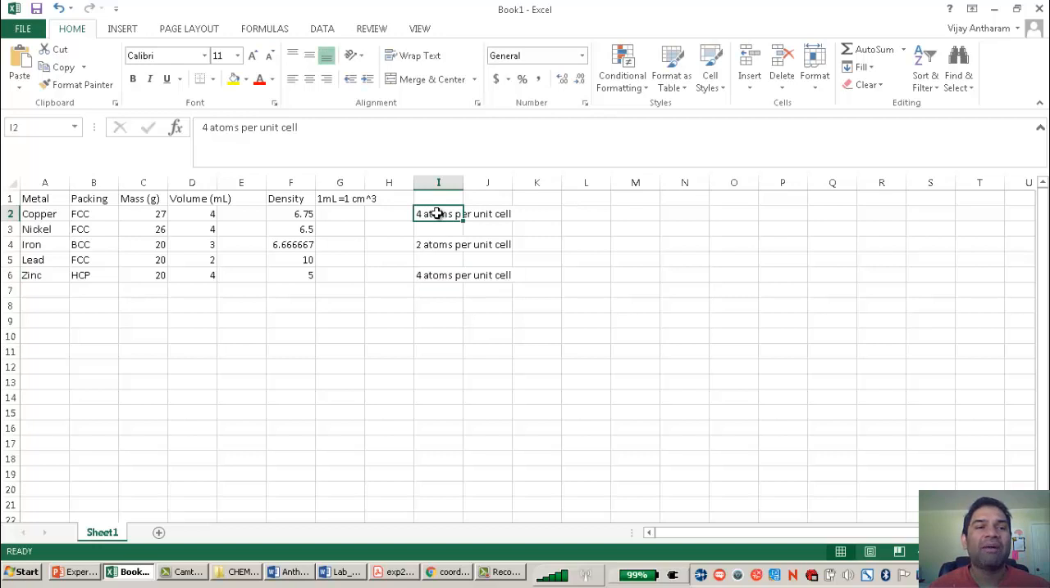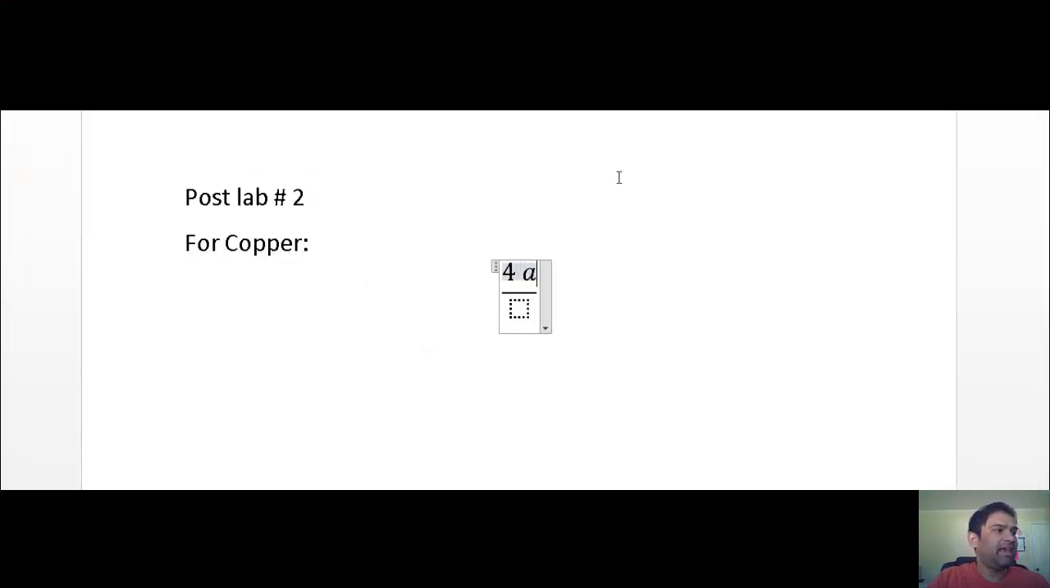So I'll do the one for copper. It'll be the same thing that you'll do for nickel. And then lead will be 4 atoms per unit cell as well as zinc. So we calculated 6.75 grams per centimeter cubed as our density. There's 4 atoms per unit cell, so let's go ahead and do this calculation. Because copper is FCC, there's 4 atoms of copper per unit cell by virtue of it being FCC.